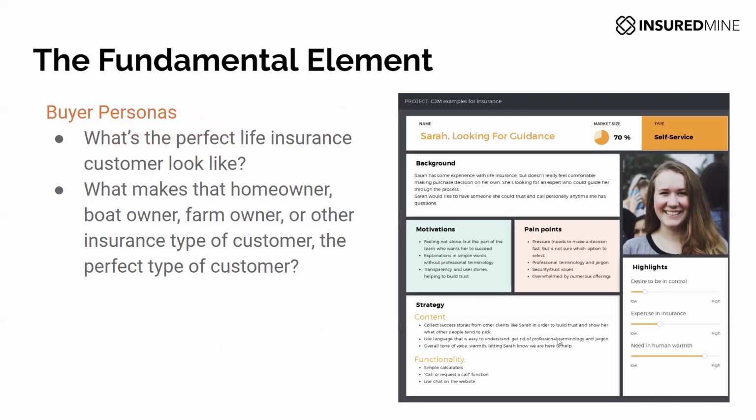You're going to want to create buyer personas for every type of customer that you have. What's the perfect life insurance customer look like for you? What makes that homeowner, boat owner, farm owner, or other insurance type of customer the perfect type of customer for you? Generally, that means going through your contacts database and noting trends about how certain leads or customers find and consume your content. Other times you can accomplish this in person, over the phone, or with surveys.